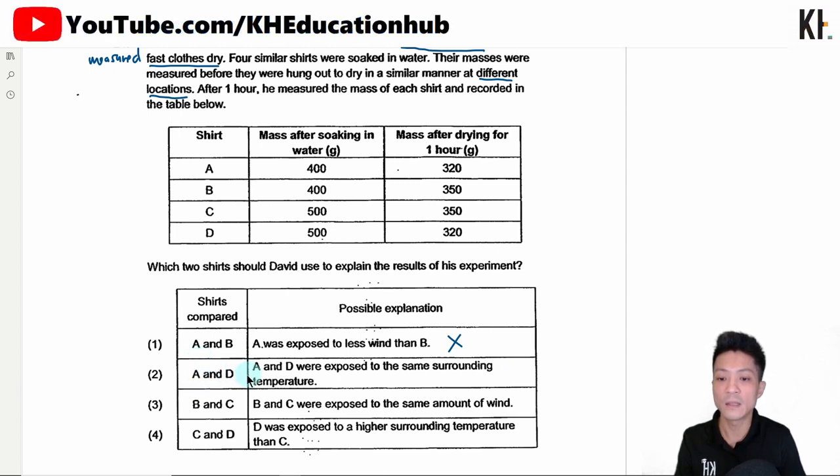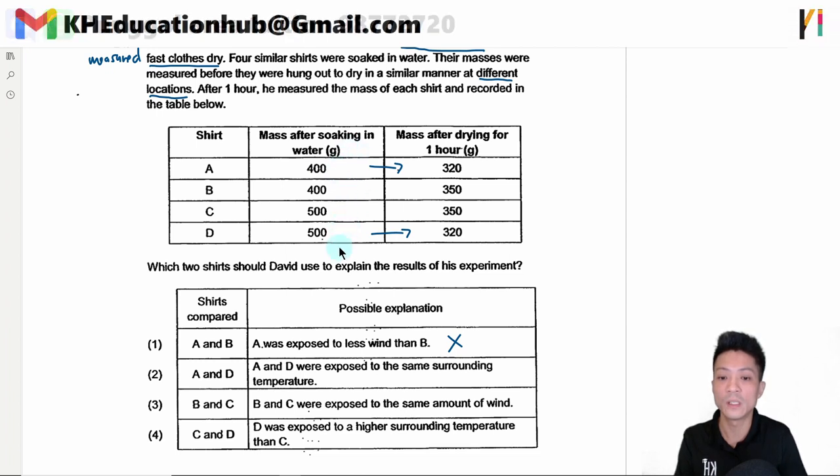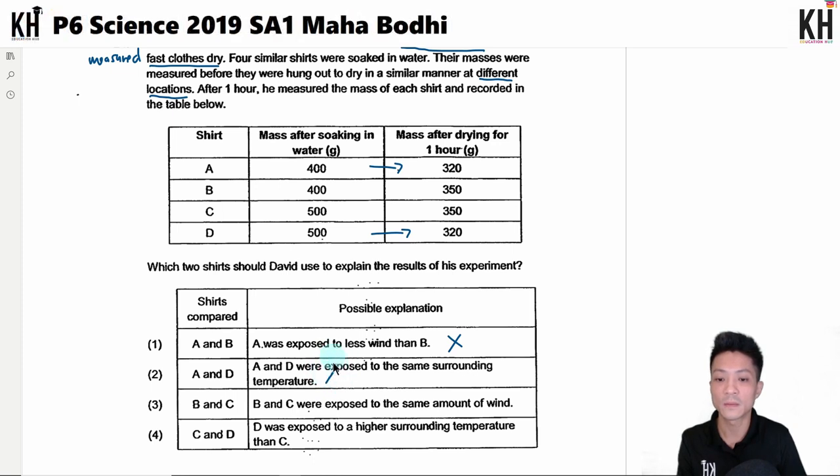Let's take a look at A and D. A and D were exposed to the same surrounding temperature. Okay, not true because the mass after soaking the water at the beginning is not the same. So this probably suggests that this is in an environment that is warmer. Let me remove these 2 arrows first.